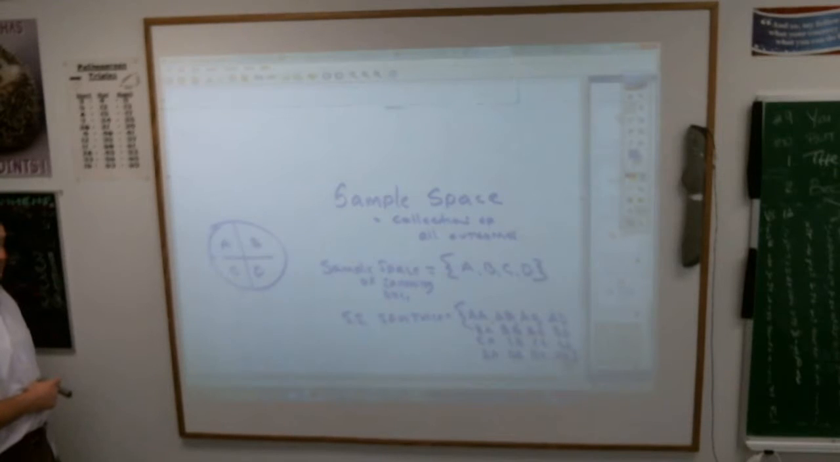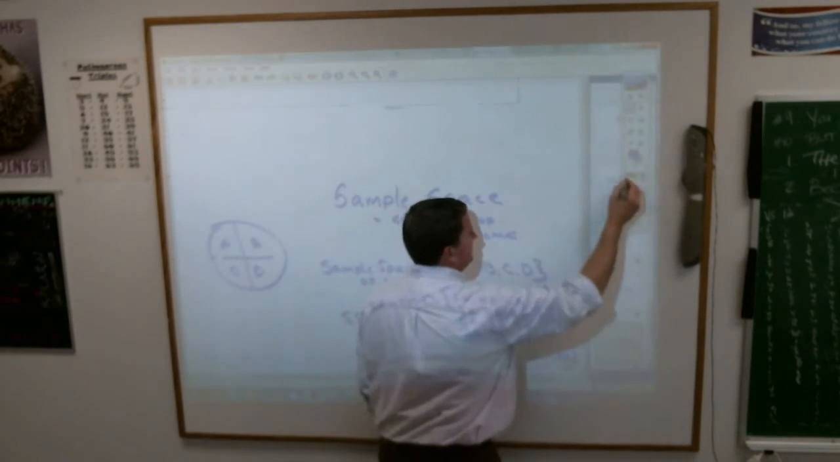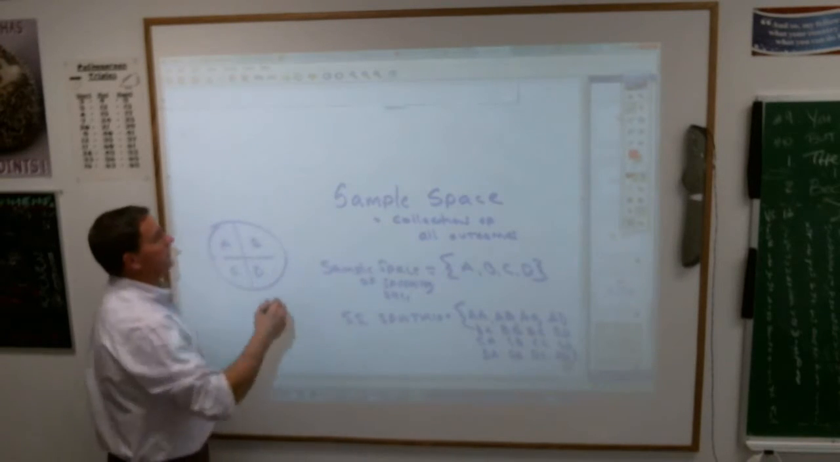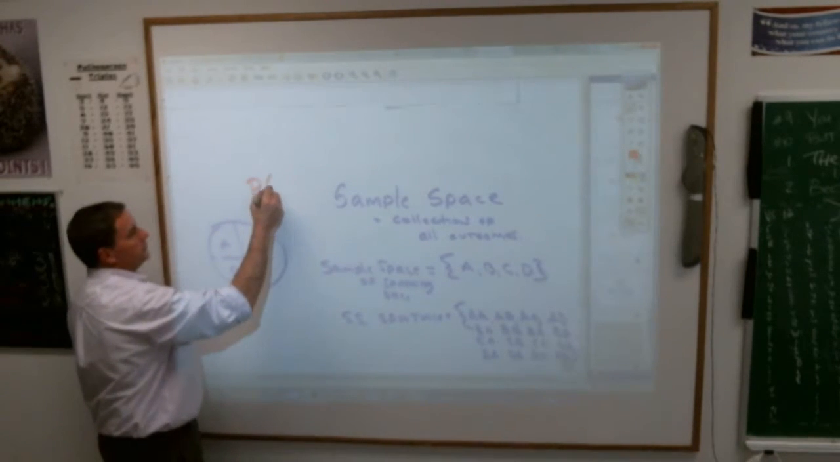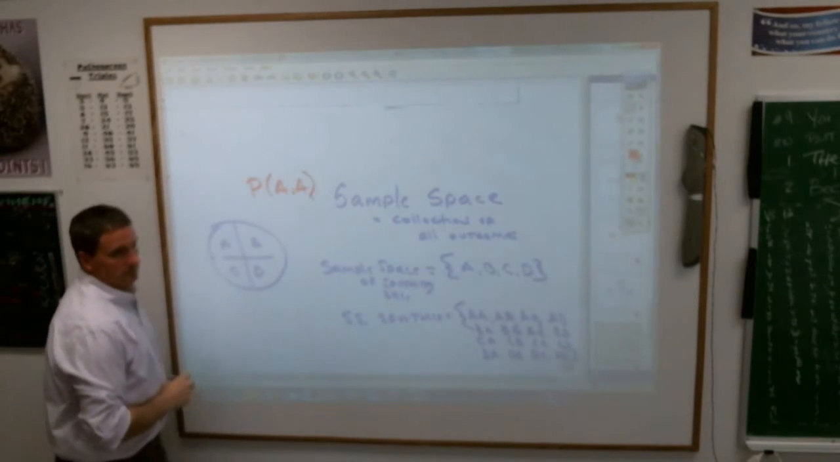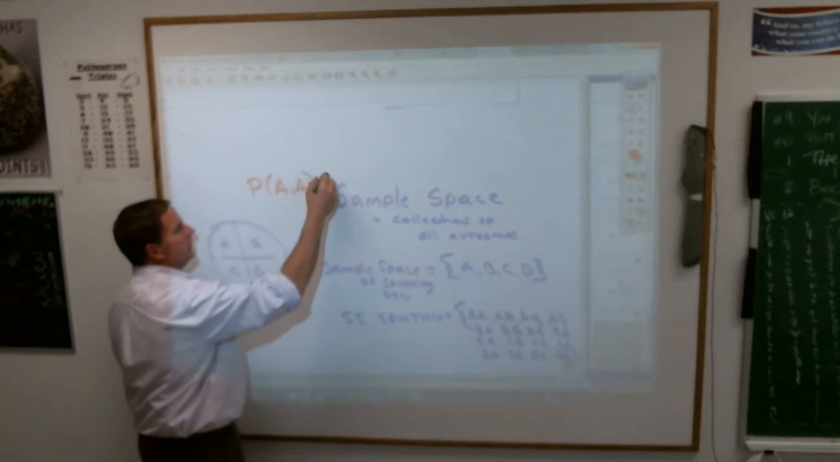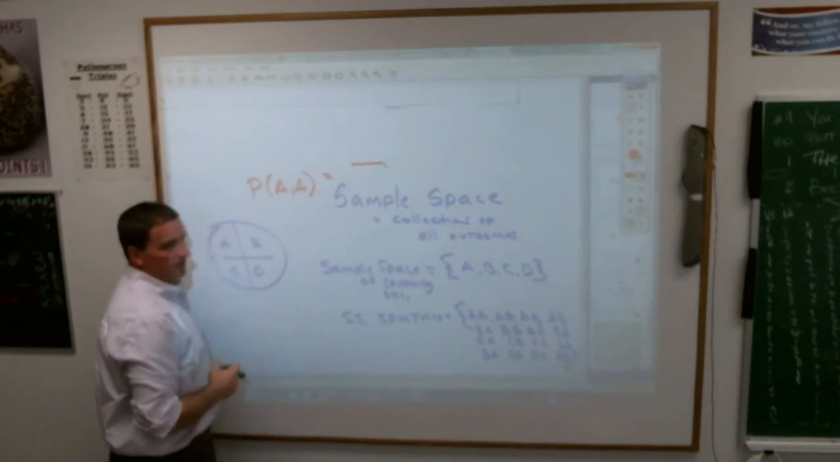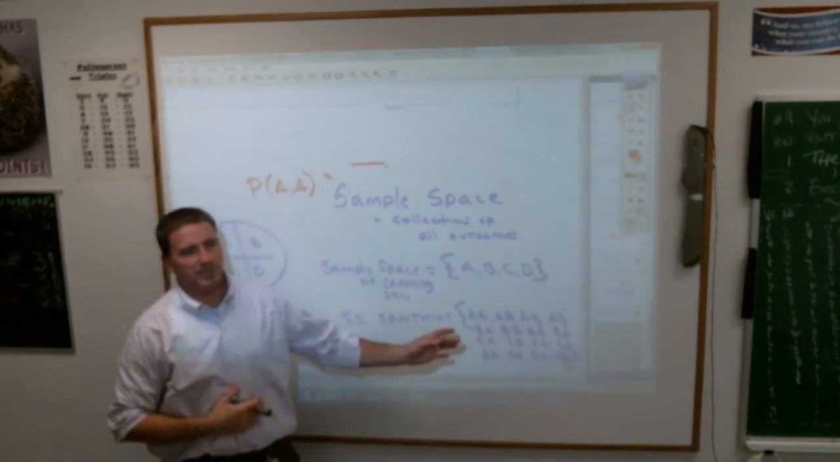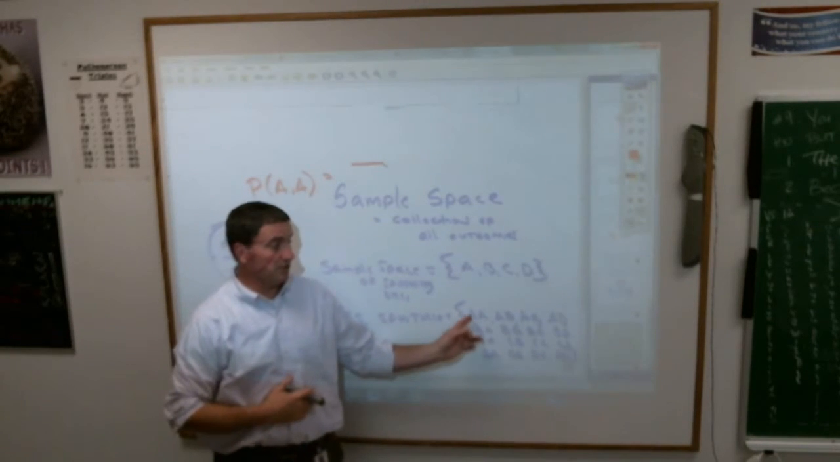Isn't that exciting, children? And why would you want a sample space? Well, if I would ask you what the probability of you spinning an A and then a second A, you would go to your sample space and say, oh, okay, how many of my spins in my sample space are double A's? How many do you see?